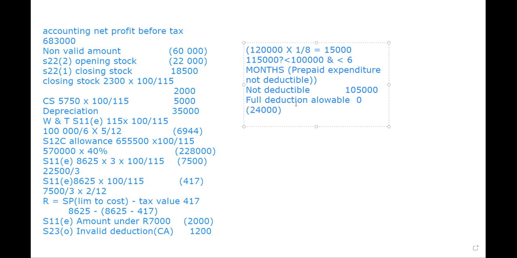A4, yeah. So we should add back 85,000. So yeah, dividends are not deductible. That's your reason.